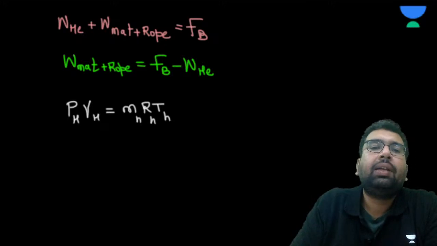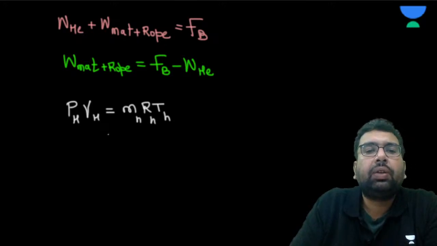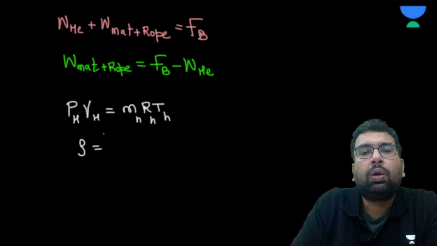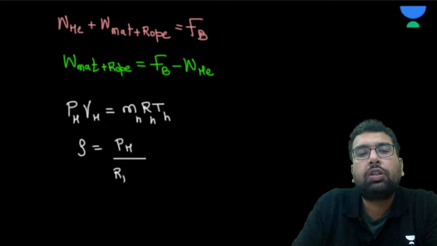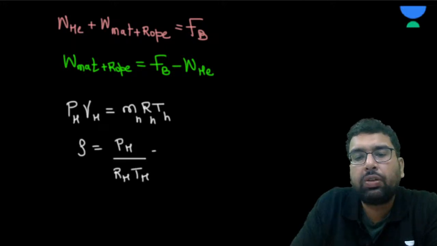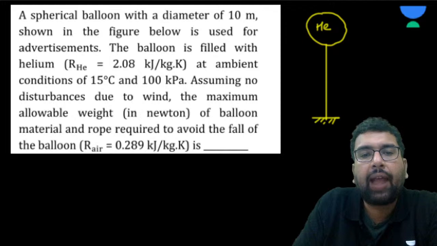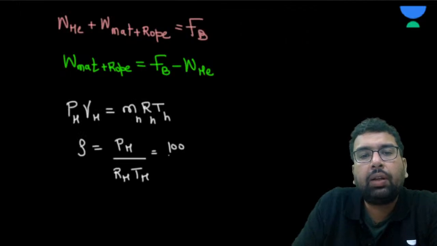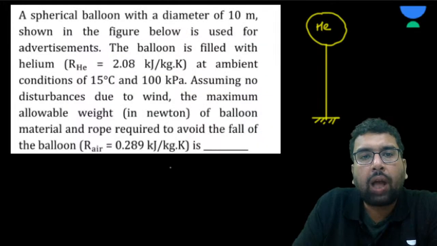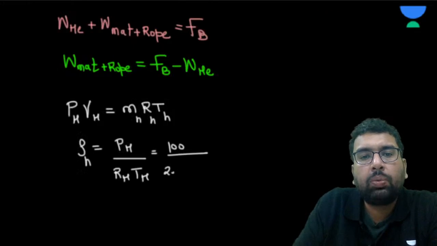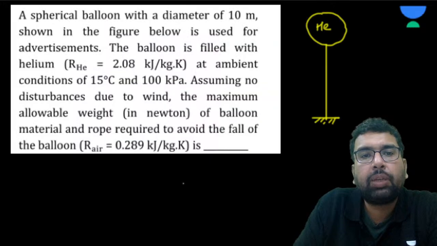So we can find the mass directly or we can find the density. Since I have to reduce the calculation, we always try to reduce the calculation. So the density is going to be P_H upon R_H into T_H. What is the pressure? It will be 100 kilopascal. Please take care of the units. Divided by R of the helium, that is 2.08, and the temperature is 15 degrees.